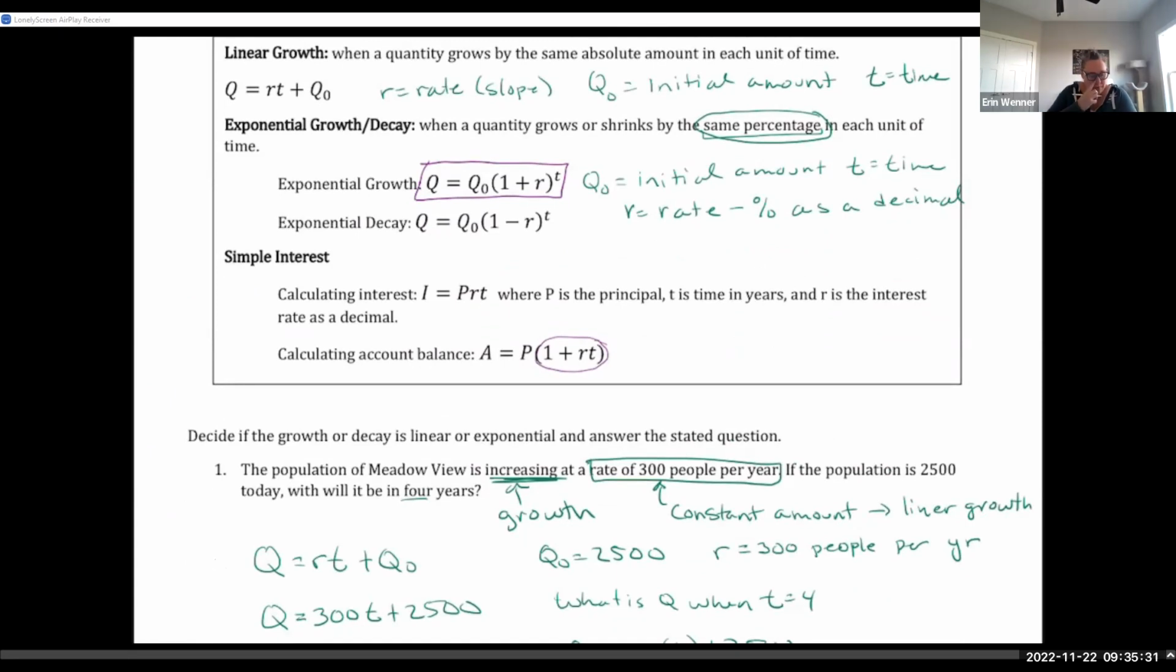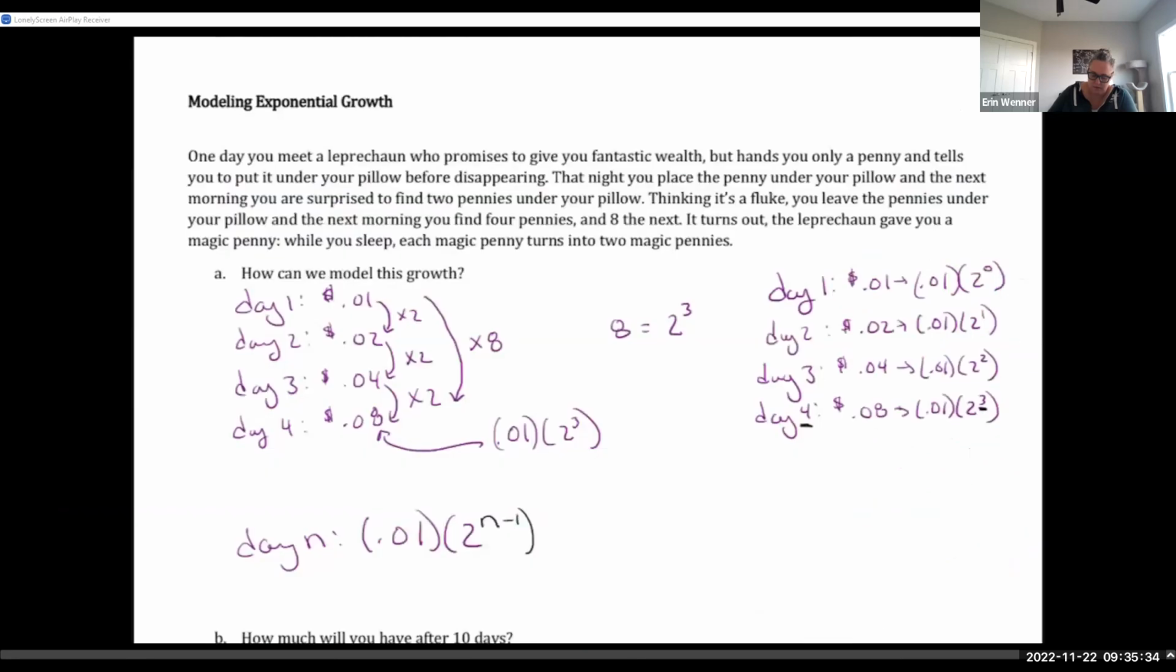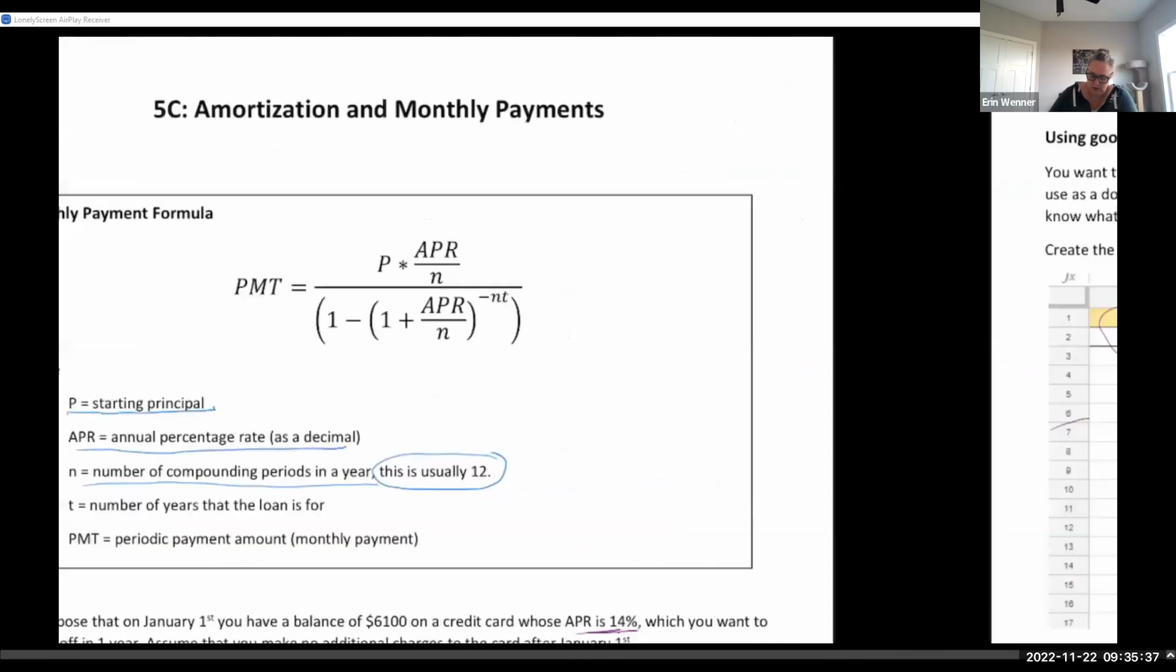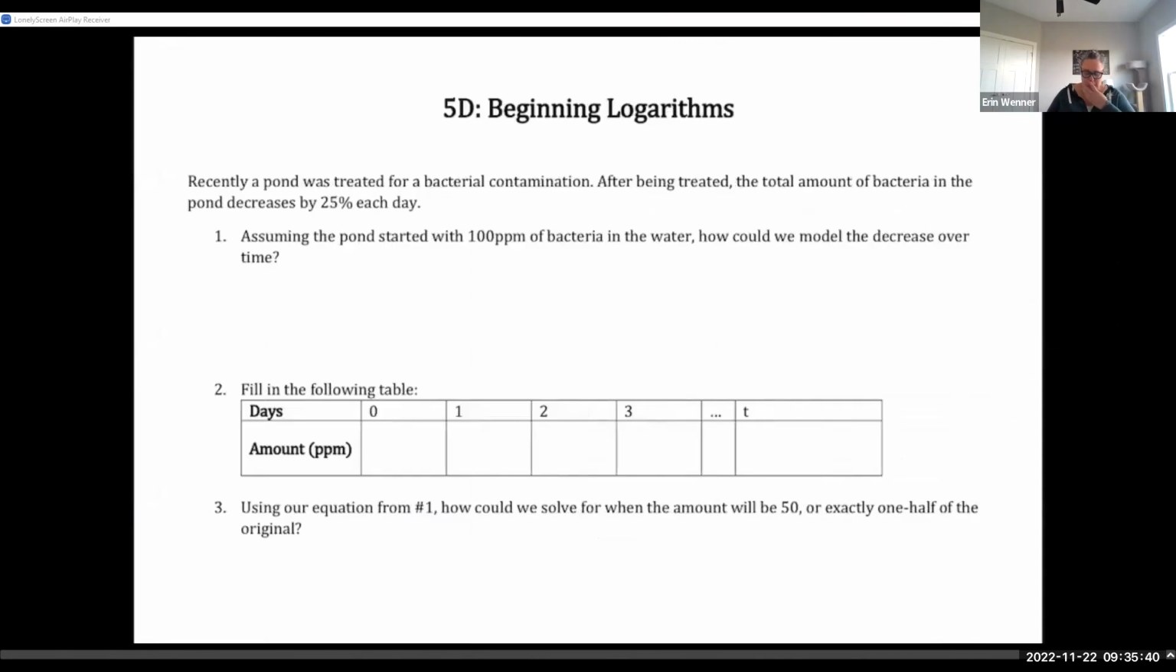So if we flip back to 5D, and we bring that formula with us, we know that it's decreasing by 25% each day. Remember, the fact that it's giving us a percentage value tells us that we're dealing with exponential here. So we're going to have our exponential decay formula. And that is Q equals Q sub 0 times 1 minus R to the T.